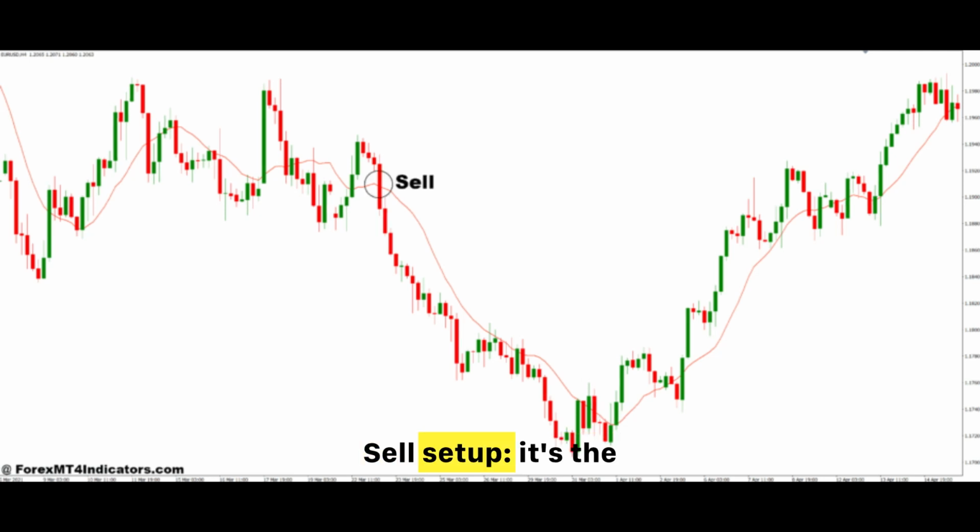Sell setup. It's the mirror image. Wait for a candle to close below the 50 EMA. Enter short and place your stop 25 to 35 pips above it. A death cross where the 20 EMA drops below the 50 EMA confirms bearish momentum.